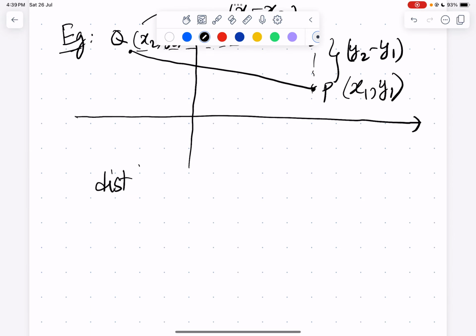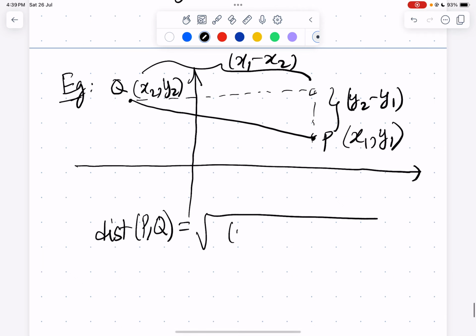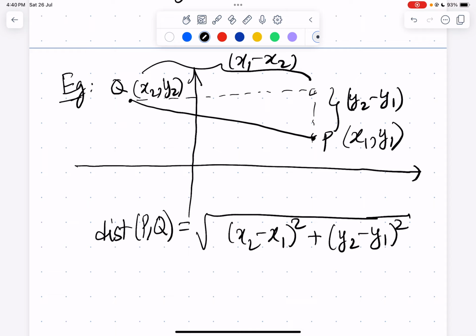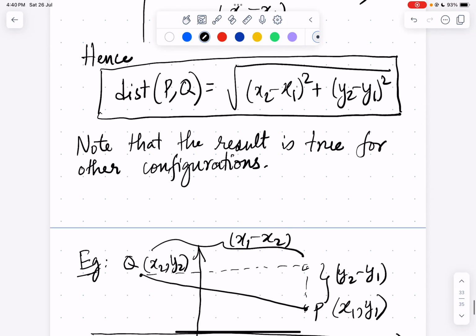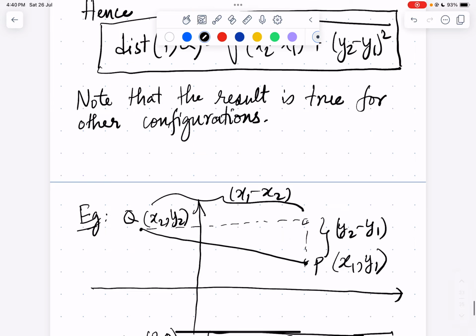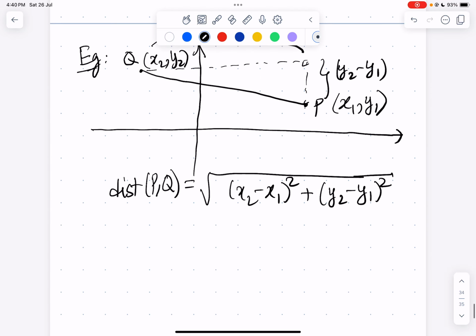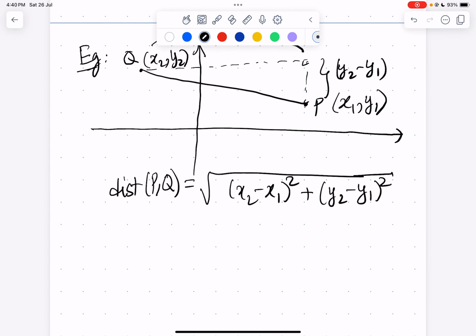So the distance between P and Q is the square root of (x2 minus x1) squared. Whether you're taking x1 minus x2 squared or x2 minus x1 squared, it's the same thing. So it's the same formula. The same formula still holds, and it gives the valid distance between these 2 points P and Q. So note that the result is true for other configurations. We have checked one more configuration and the formula is still true.